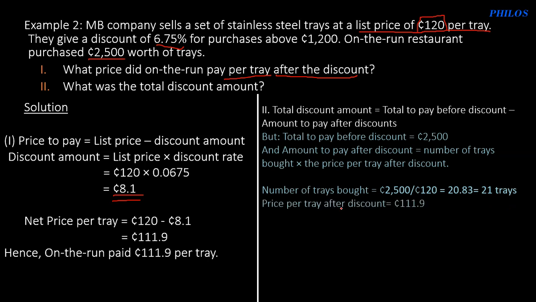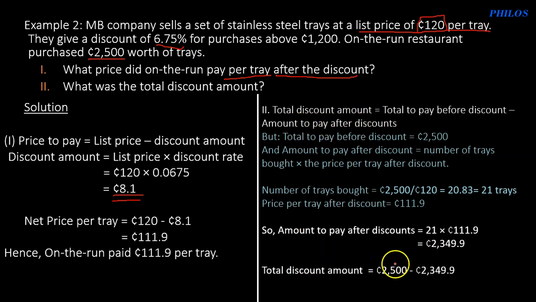Now recall that the price per tray after discount is 111 cedis 90 pesos. With these two, we can get the amount to pay after discount. The total amount to pay after discount is the number of trays times the price per tray after discount. When you multiply that, you get 2,349.9, and that is 2,349 cedis 90 pesos. After getting the amount to pay after discount, you can now get the total discount amount. The total discount amount is equal to the total to pay before discount, which is 2,500 cedis, minus the amount to pay after discount, which is 2,349.9 cedis. When you subtract that, you get 150.1 cedis. So this is the answer to Roman number 2.